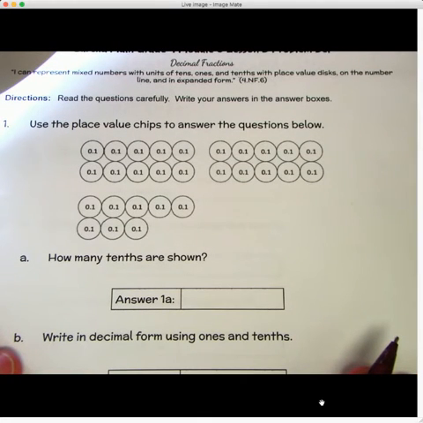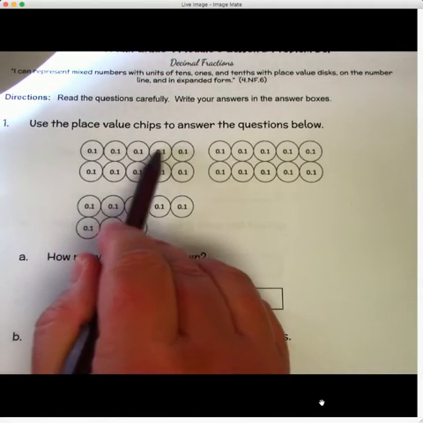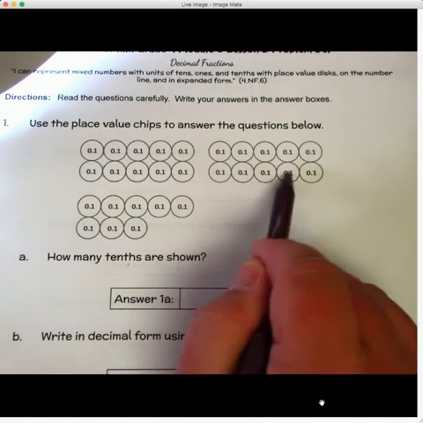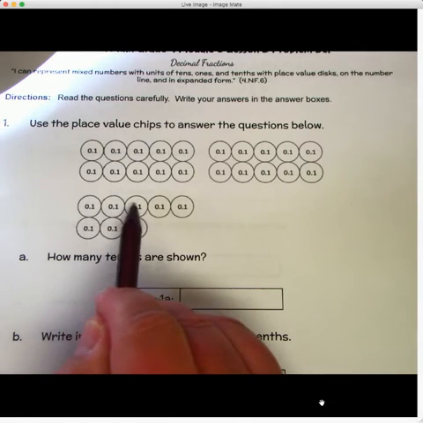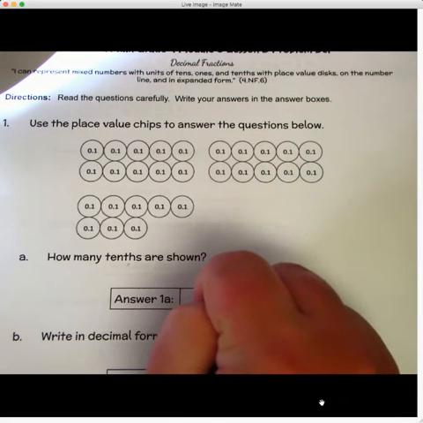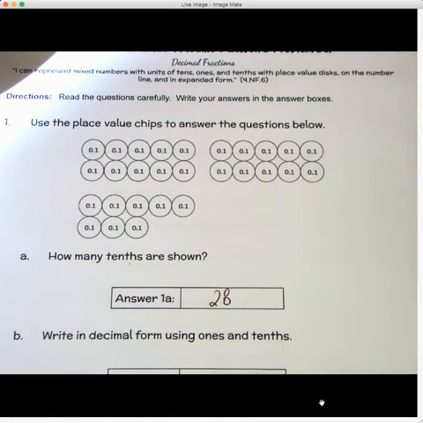All right, so number one says, use the place value chips to answer the questions below. The first thing it asks us is, how many tenths are shown? Well, we can just count them and see. 1, 2, 3, 4, 5, 6, 7, 8, 9, 10, 11, 12, 13, 14, 15, 16, 17, 18, 19, 20, 21, 22, 23, 24, 25, 26, 27. There's 28 tenths shown. And I'll write 28 tenths in decimal form using ones and tenths.